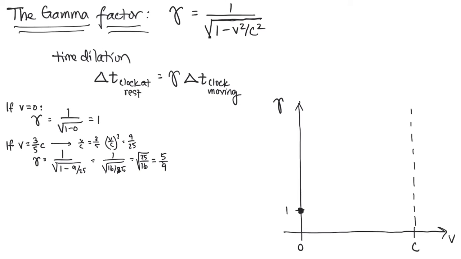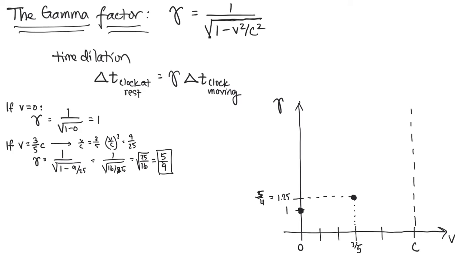If we break this graph up into 5 chunks, 1/5 c, 2/5 c, 3/5 c, 4/5 c, here we have 3/5 c, and we have a gamma value of 1.25, or 5/4. So we put a point on our graph right there.